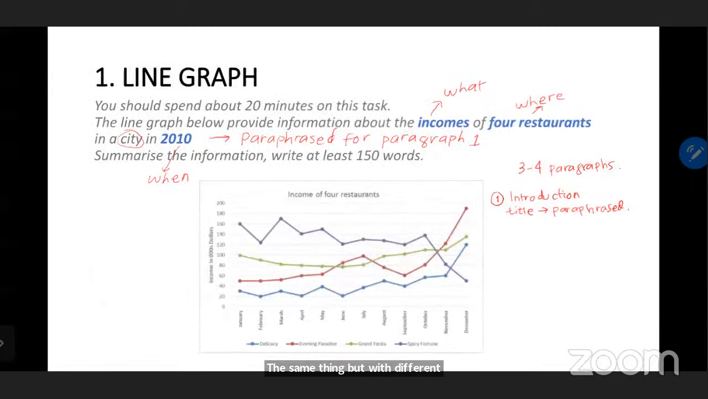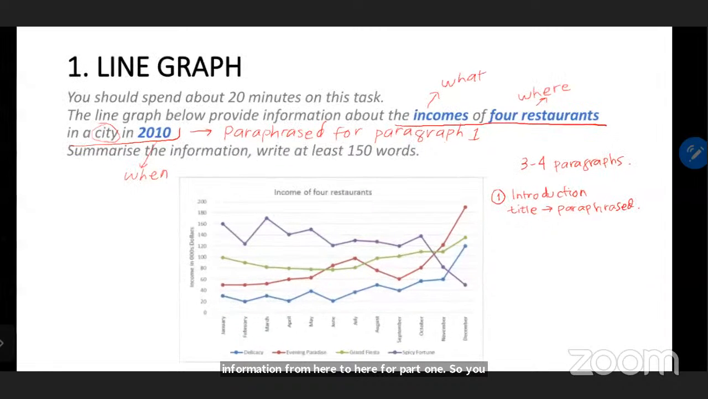Like for example here, incomes. What is the synonym of income? And then 4 restaurants in a city. Is there another word for it? Eating place. You can say that. In 2010, you cannot change the year. Okay, so make sure that you paraphrase this information from here to here for paragraph 1. So you introduce the graph again with your own words.